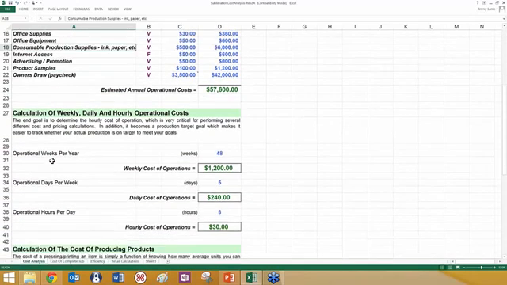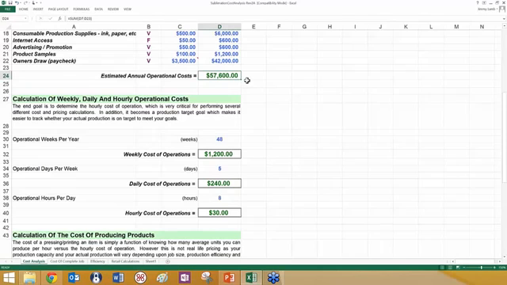Let's say that based on this number here, this is my annual operational costs. And how many weeks are you going to work out of the year? I'm going to start with a weekly cost. If you work 48 weeks, that means you got 2 weeks of vacation and 10 business holidays. It comes out to $1,200 a week. On a 5-day work week, that's $240 a day. On an 8-hour day, that's $30 per hour. That's what it works out to.